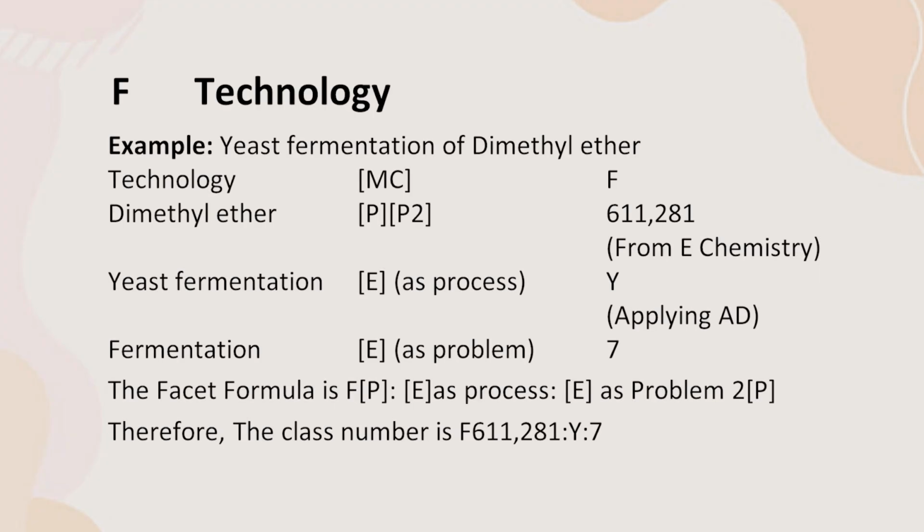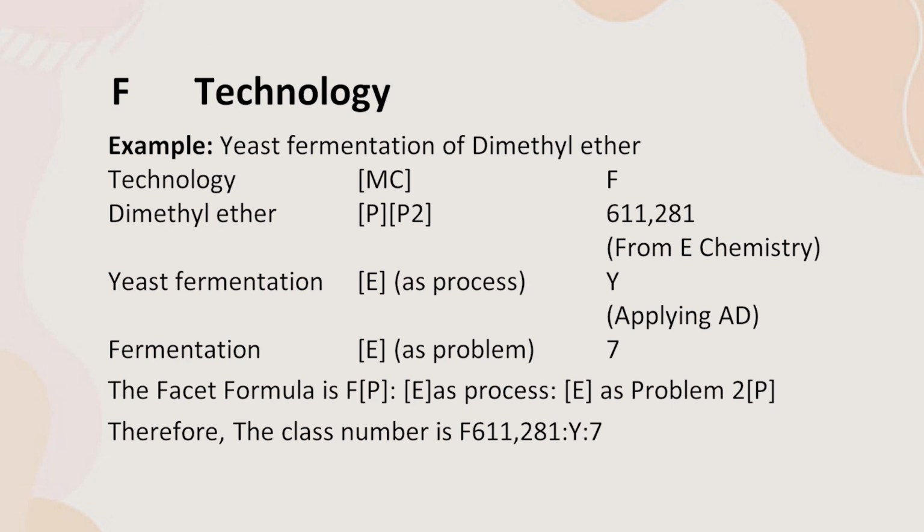Here we present an example, yeast fermentation of dimethyl ether. So it will be denoted from the technology from the basic class technology. So the main class is denoted by the capital F. Then dimethyl ether, here both the personality facet in level 1 and level 2 are considered together from the main class E chemistry, that will be 611281.